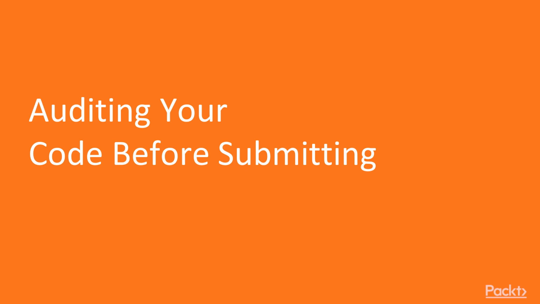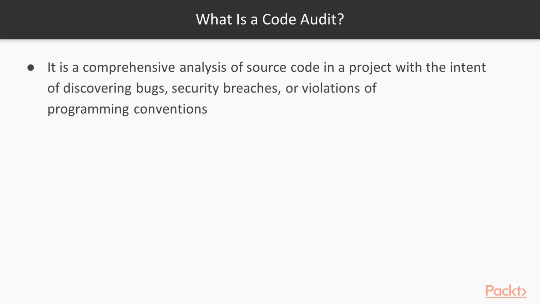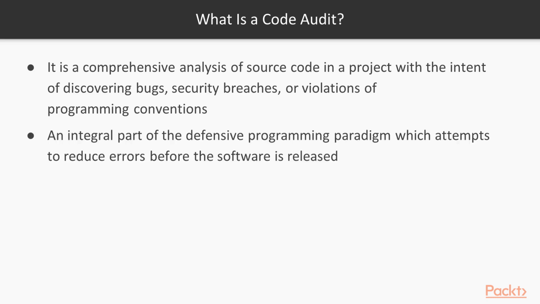What is code auditing? Have you ever thought about code auditing during the development process? So let's find out. Code auditing is a comprehensive analysis of source code in a project with the intent of discovering bugs, security breaches, or violations of programming conventions. It is an integral part of the defensive programming paradigm, which attempts to reduce errors before the software is released.